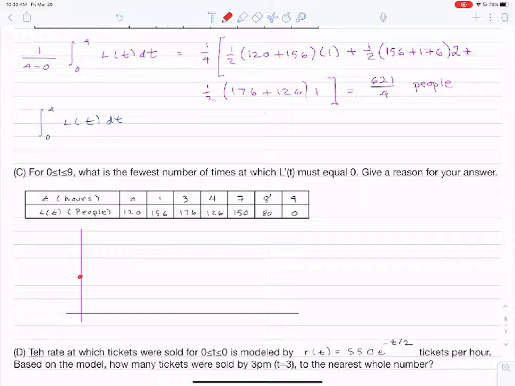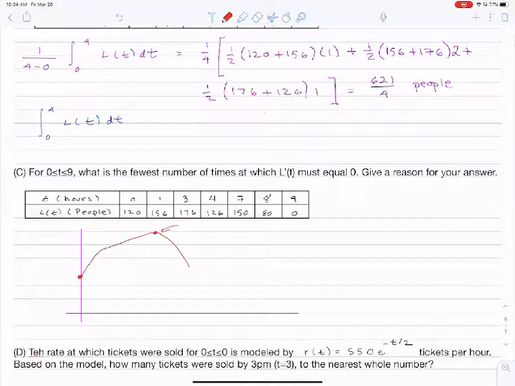This is not accurate. Then at time 1, I go up to 156. At time 3, I'm at a height of 176. Then at time 4, I drop down to 126. So think about what must be right there. That's a relative maximum. So somewhere in this interval, the derivative has to equal 0. When we talked about graphing, there has to be a critical number there. There has to be a maximum somewhere in there.